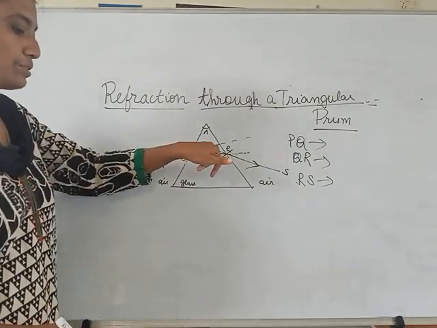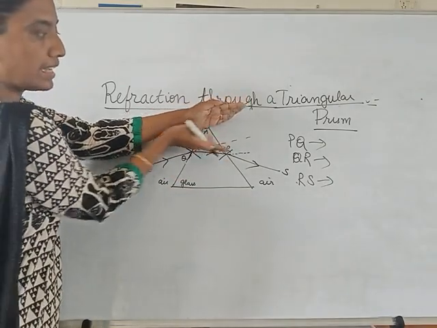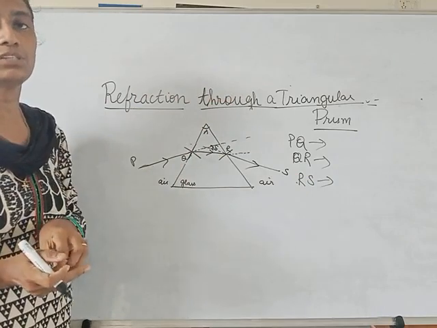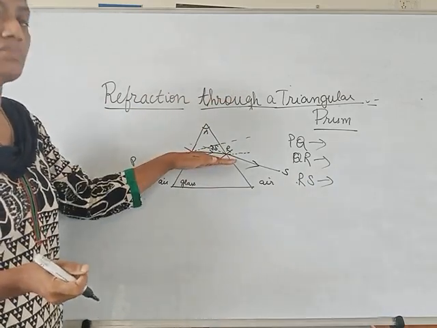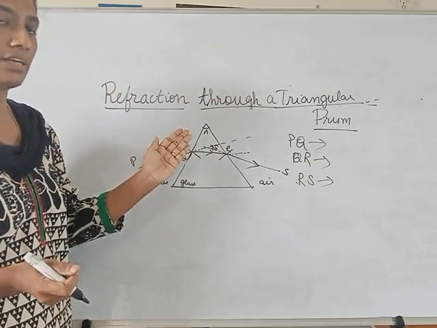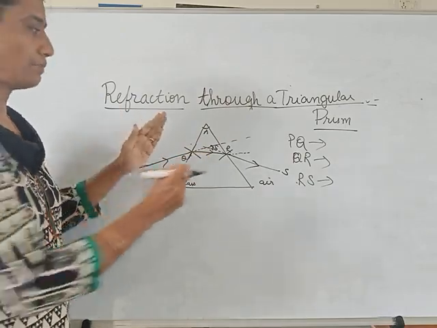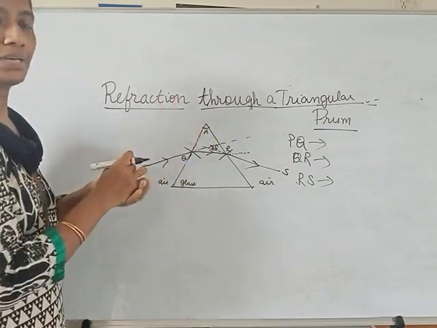The ray that should have gone straight is now bent, making an angular deviation between both the rays. So this is the main difference between refraction through a glass block and through a prism. Why is it happening? Because both the refracting surfaces are inclined by an angle.